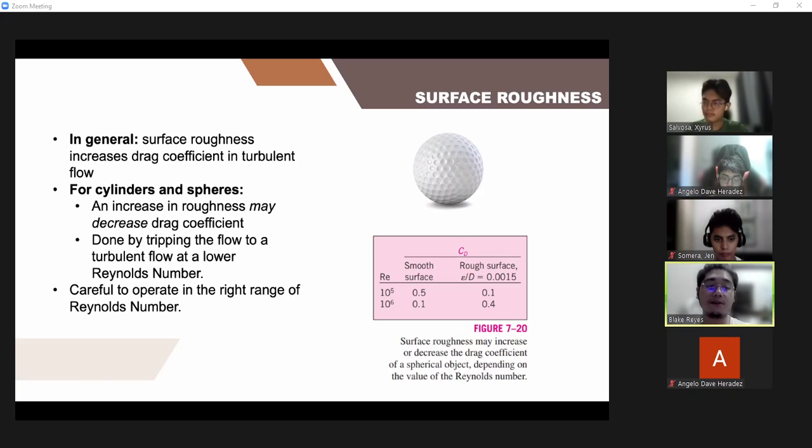Roughening up the surface can be used to reduce drag, but we must be careful to operate in the right range of Reynolds number. Take the previous set of data in figure 7-20. In the case of Reynolds number at 10 to the 6, the drag coefficient for the rough sphere is 0.4, while the smooth surface one is at 0.1. In this case, roughing up the sphere will increase the drag coefficient by a factor of 4.